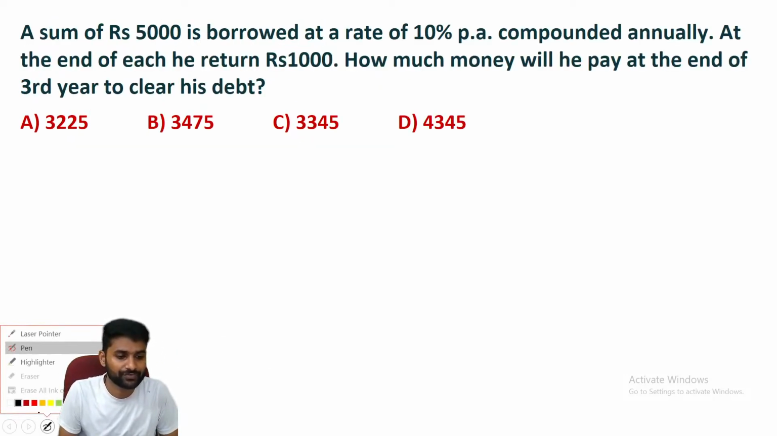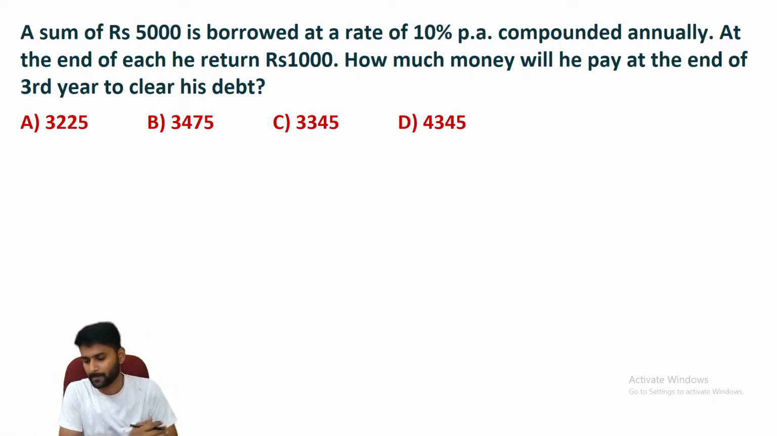Let's go through this question from compound interest first. Here the question says that a sum of 5,000 rupees is borrowed at the rate of 10% compounded annually. At the end of each year, he returned 1,000 rupees. How much money will he pay at the end of the third year to clear his debt? At the end of 3 years, how much does he need to pay?